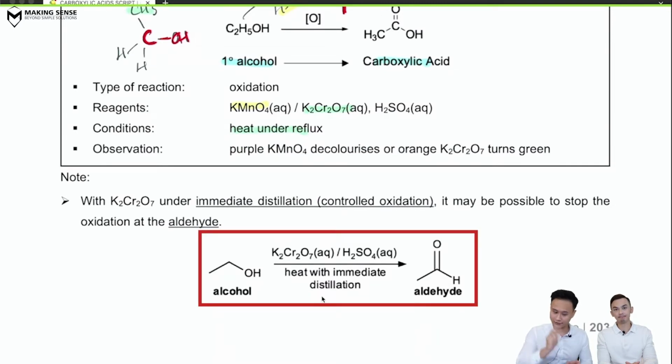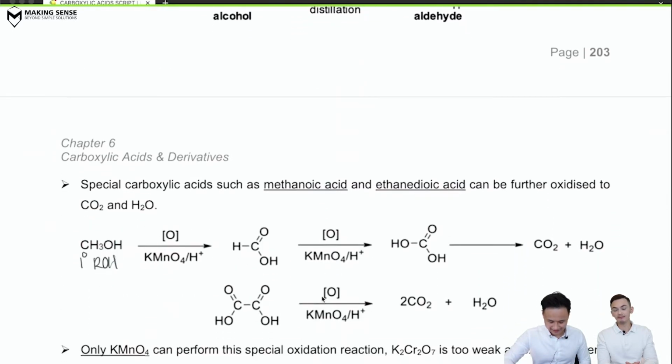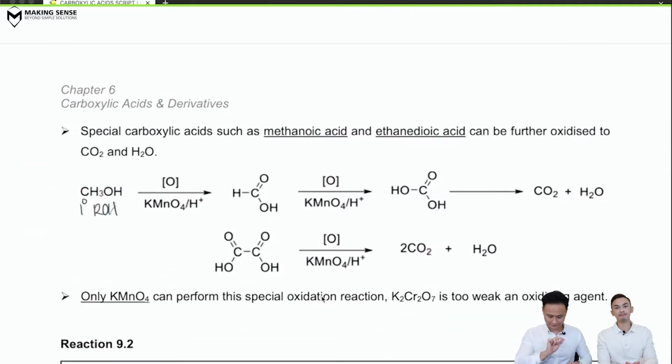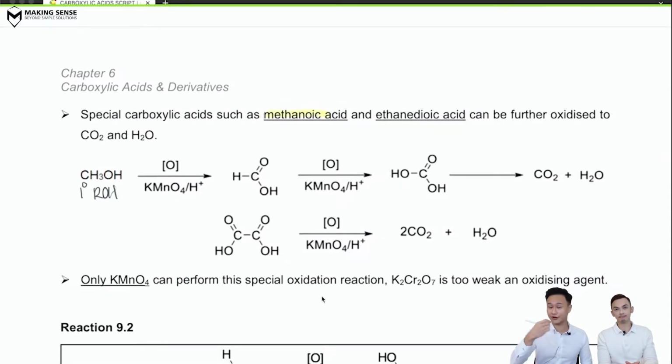So if you want to stop at the aldehyde, use a weak oxidizing agent, K₂Cr₂O₇, and like what Mr. Williams said, immediate distillation, okay? Now, in carboxylic acids, it gets a little bit tougher. Some carboxylic acids can actually oxidize further, and one of them is your very famous methanoic acid. I'm going to run through this with you guys.